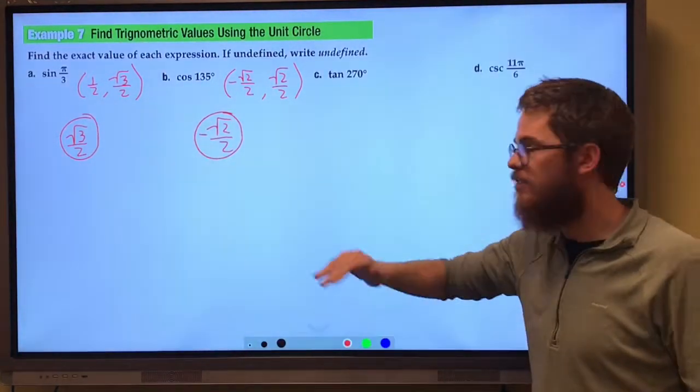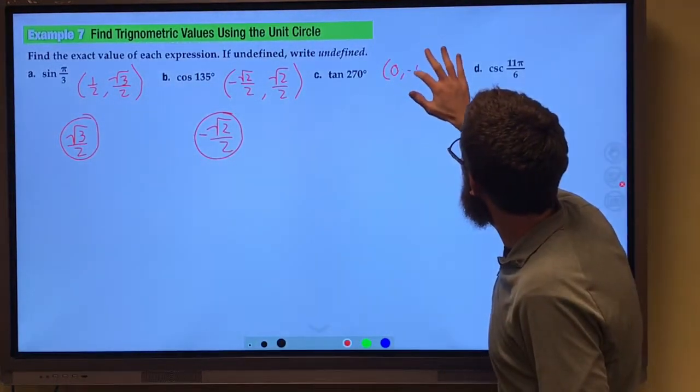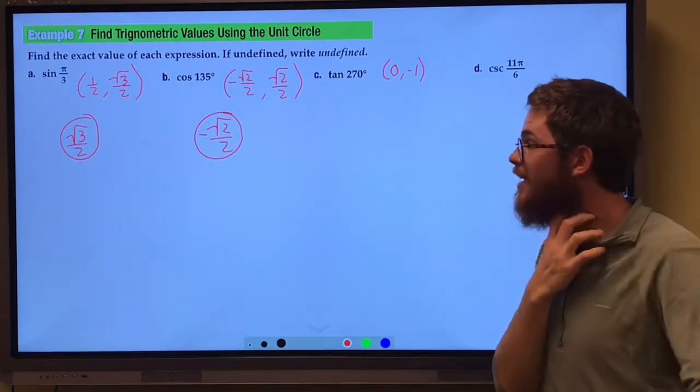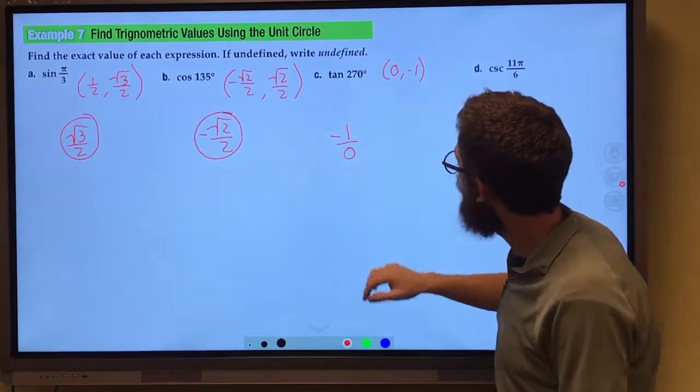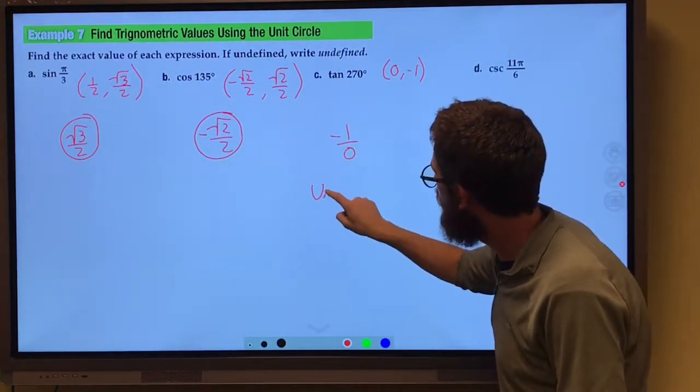Moving on to the next one, tangent of 270 degrees. Oh yeah, that is 0, negative 1. And tangent, of course, is going to be sine over cosine, negative 1 over 0. This is undefined.